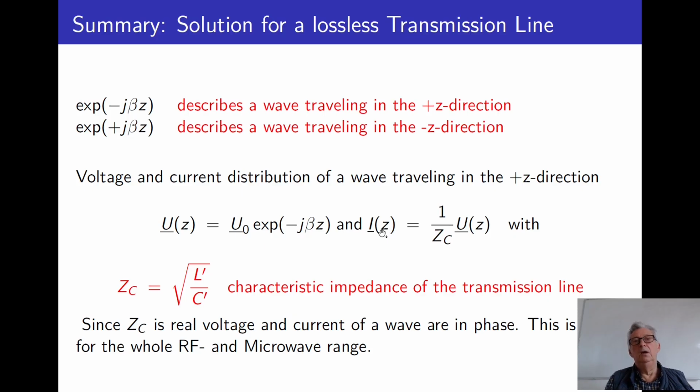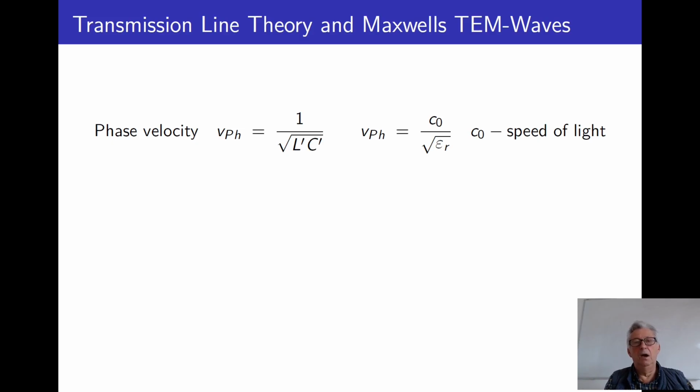So we can say that if I have a single wave on a lossless transmission line, the voltage wave and the current wave are in phase. To go on in our discussion, we now compare our transmission line theory to Maxwell's TEM waves. If we come from the transmission line theory, we have this phase velocity, which is given by 1 over the square root of L prime times C prime.